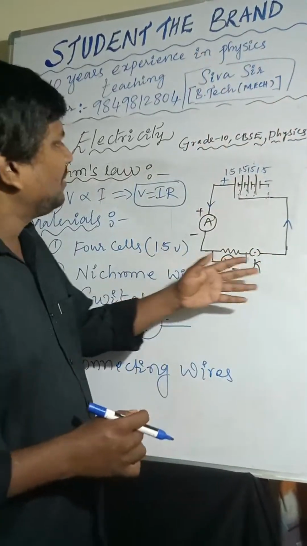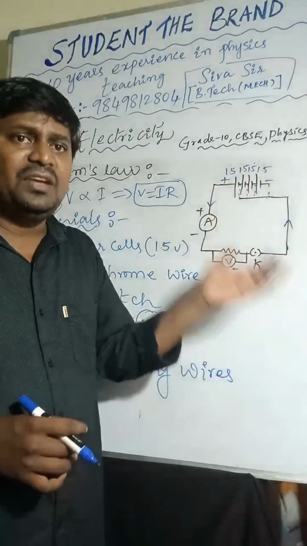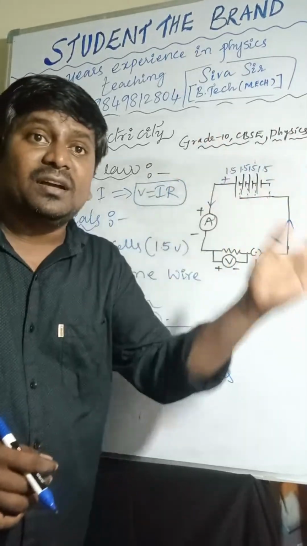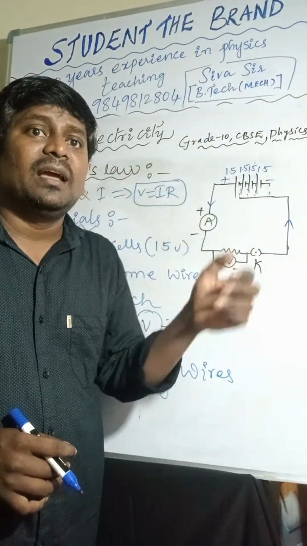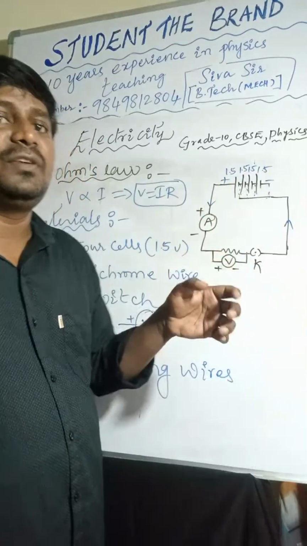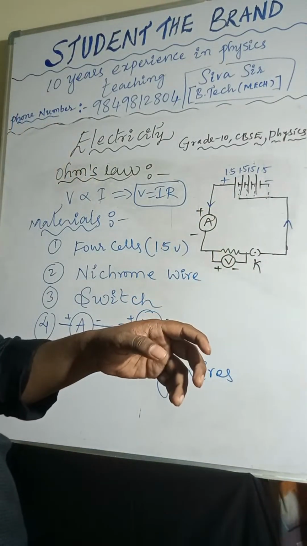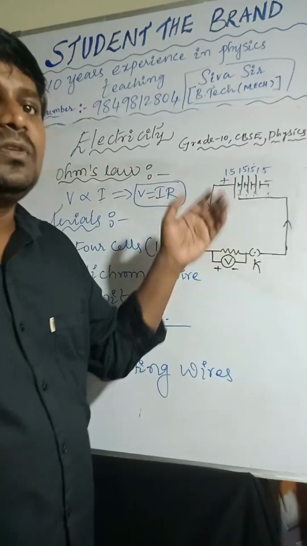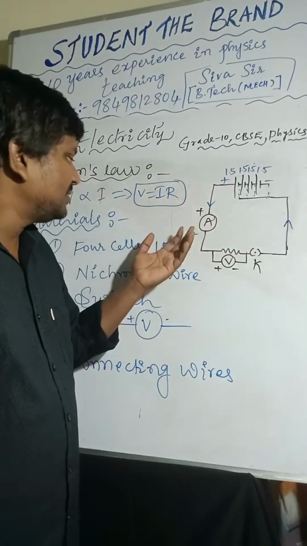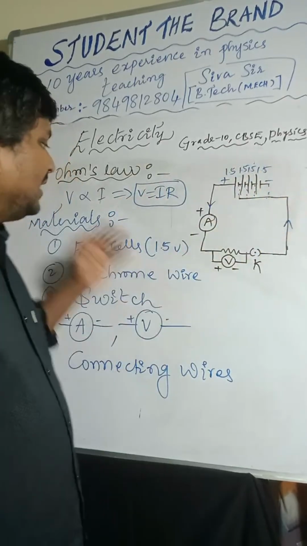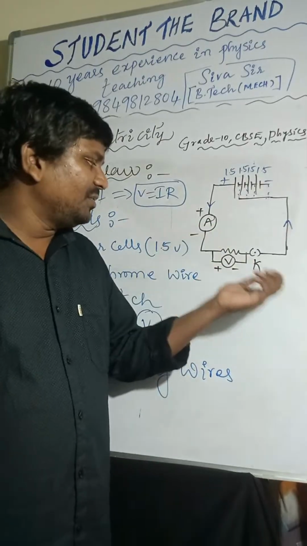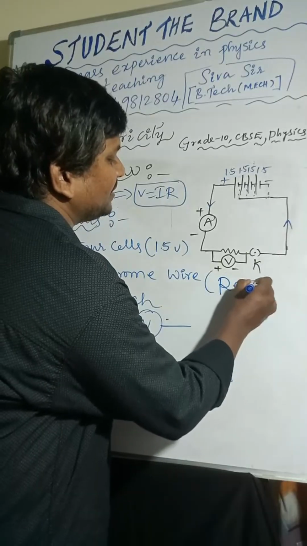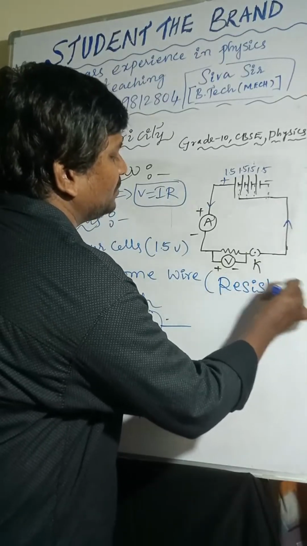Materials required for doing the activity of Ohm's law. For doing the activity of Ohm's law, what materials are required? 4 cells, 1.5 volts each. Nichrome wire. It is a resistor here, a resistor in Ohm's law.